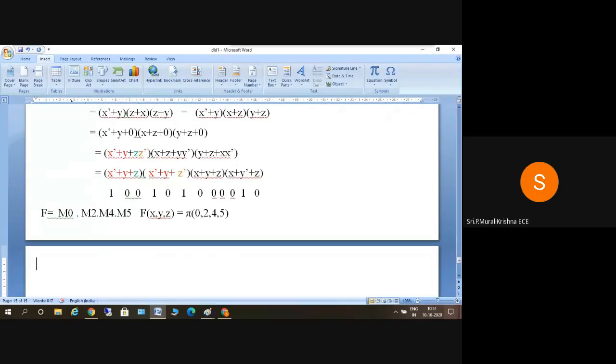Now, if you are given an equation and you are asked to draw the logic diagram, you'll be given some standard form. We may have missing terms also. There is no need of having all the terms; you can have missing variables also. Implement this function using logic gates, or else draw the logic diagram.